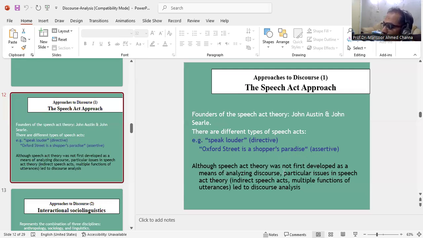Although speech act theory was not first developed as a means of analyzing discourse, particular issues in speech act theory, indirect speech acts and multiple functions of utterance, lead to discourse analysis.